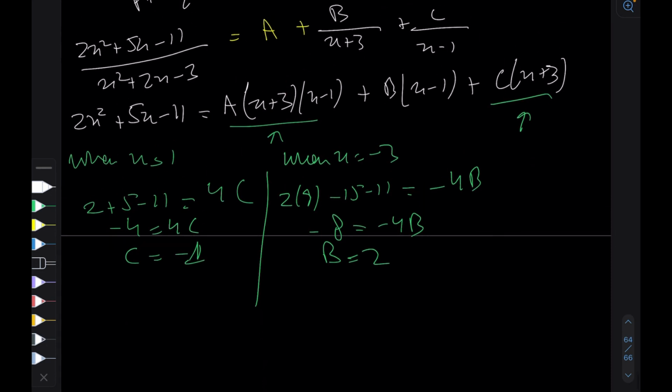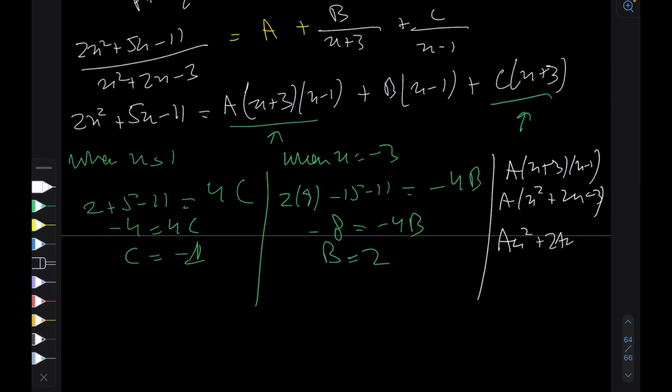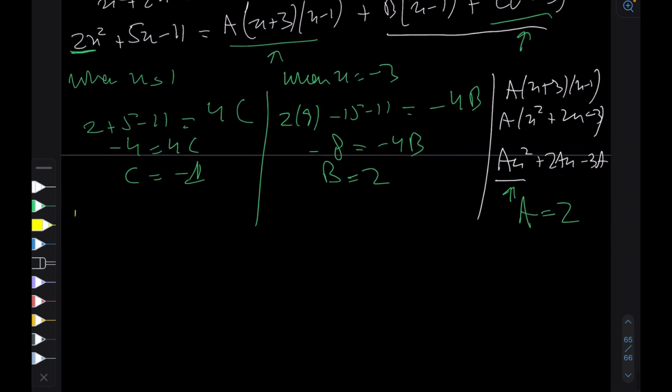We're left with a. For a, we can do a couple of things. One thing you can notice is that when you expand a times x plus 3 times x minus 1, actually we can copy the original one, x squared plus 2x minus 3, ax squared plus 2ax minus 3a. You can go ahead and expand the whole thing, but you can see that ax squared is the only x squared term, and here the x squared term has the value 2, so a should equal 2. What you can also do is take some random value, let's say x equals 0.